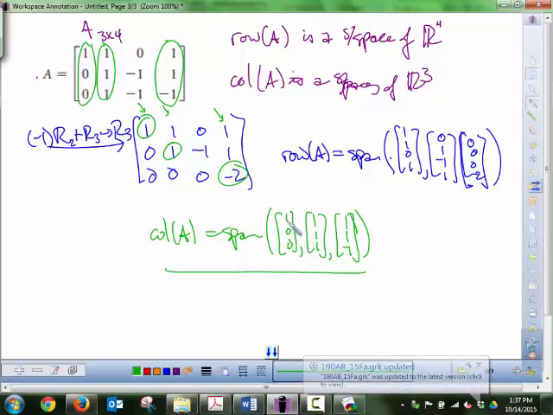So you have three vectors that are linearly independent in R3, so what can you say about the column space? All of R3. Because there's three of them that are linearly independent, so it has to be a three-dimensional space. So this is all of R3.